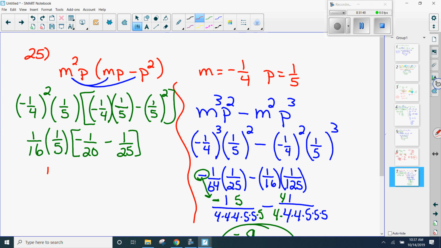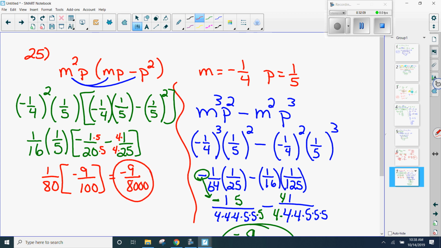You multiply 16 times 5, 80. Inside the brackets, you get a common denominator. What's the common denominator? 100. So you multiply the first one times 5, the second one times 4, and you get negative 5 and negative 4, which is negative 9 over 100. If you multiply those two together, you get negative 9 over 8,000.